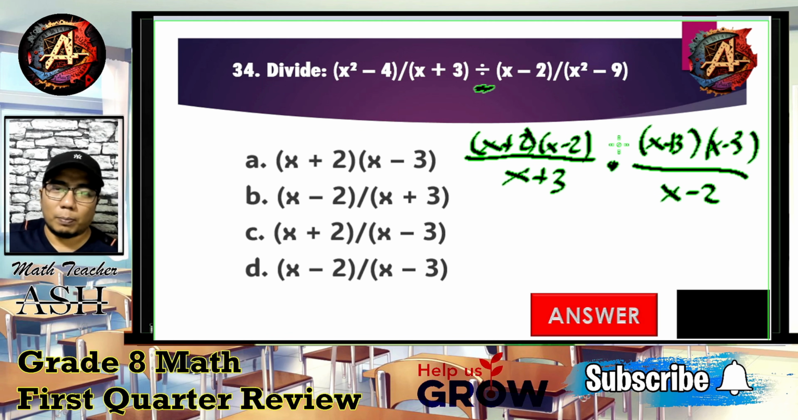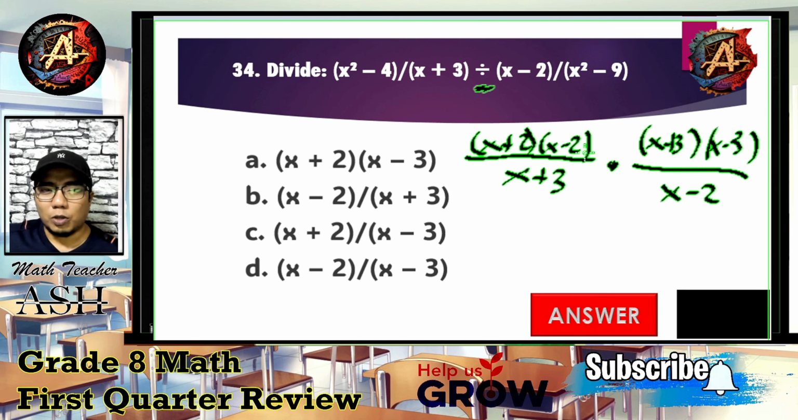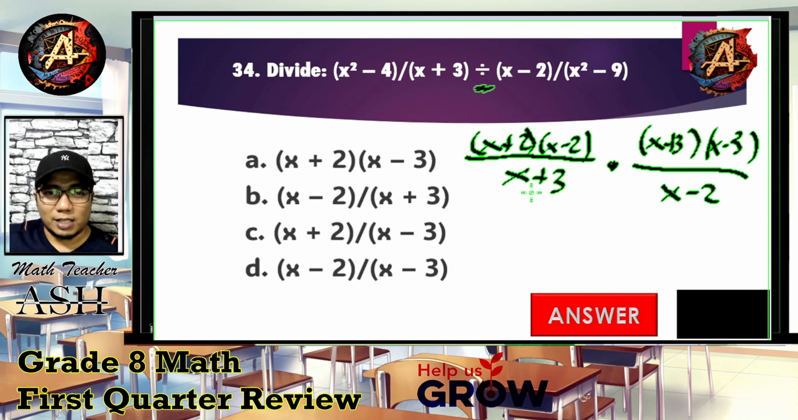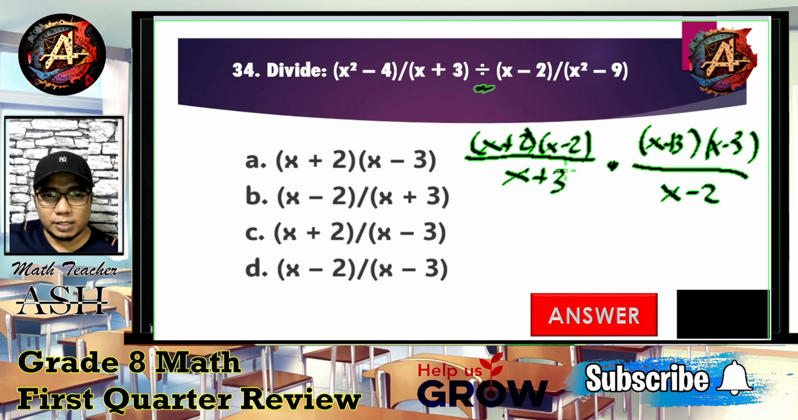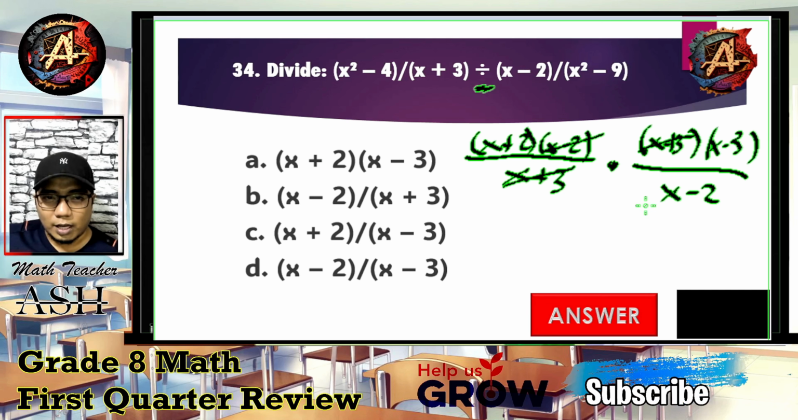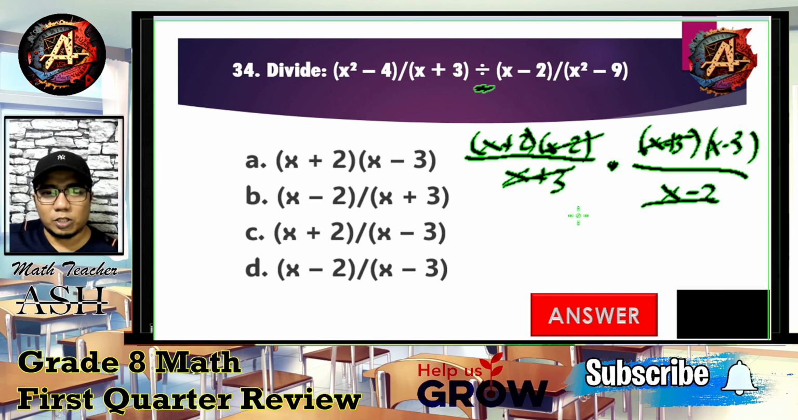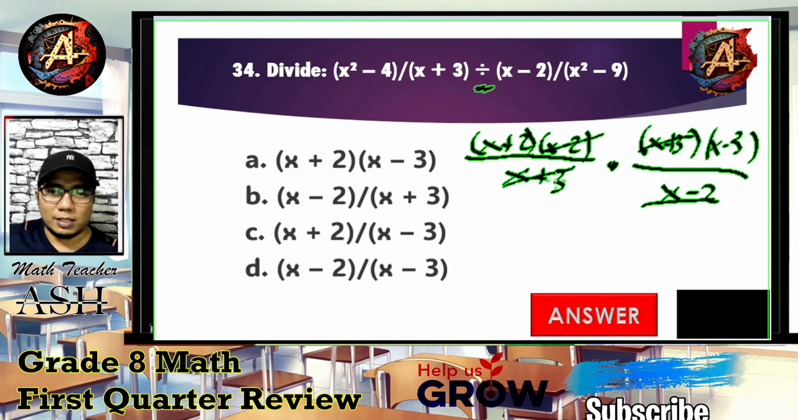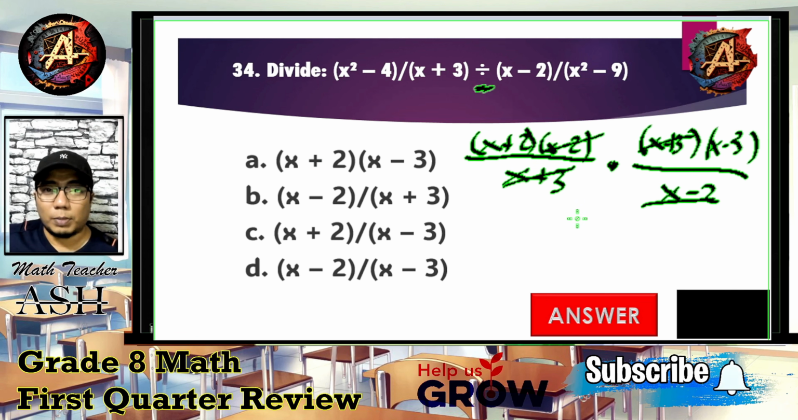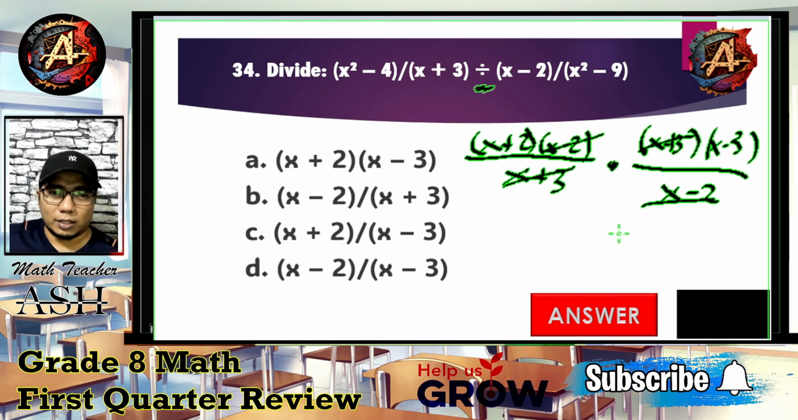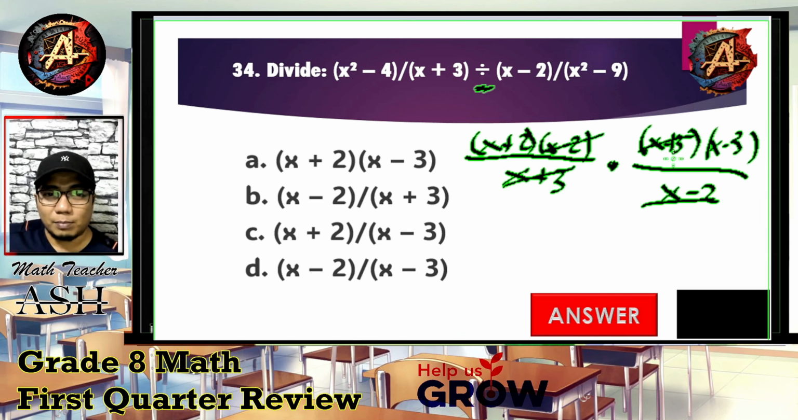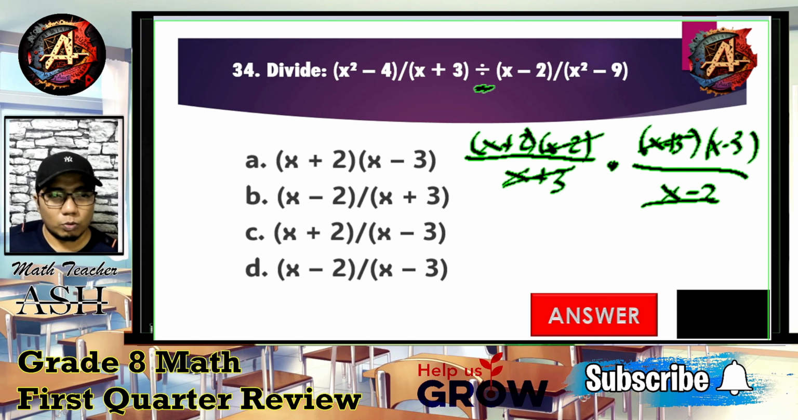Now, of course, when you're multiplying fractions, you can apply cross cancellation. So x plus 3 here and x plus 3 there are the same, so you cancel this one. We have x minus 2 and x minus 2 here, that is also cancelable. So there is no other term left in the denominator, so this will become a whole number, automatically 1. What remains in the numerator is (x plus 2) times (x minus 3). So that would satisfy our choice for letter A.